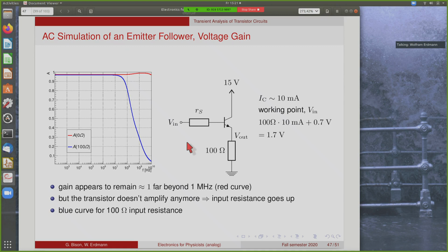So if you plot the gain of this circuit without any series resistors, you get the red curve here, and this appears to be working far beyond 1 megahertz. So the output still appears to follow the input. However, like I said, the transistor doesn't do this anymore. This is all due to capacitive coupling. So the fact that the transistor doesn't really do anything anymore shows up as an increased input resistance. Now, if we have a realistic signal source with some output resistance of, let's say, 100 ohms, you get the blue curve here, and you see that this now drops off as the transistor stops working.